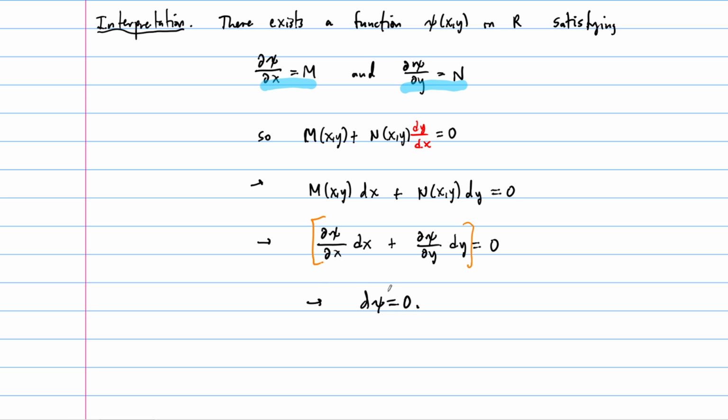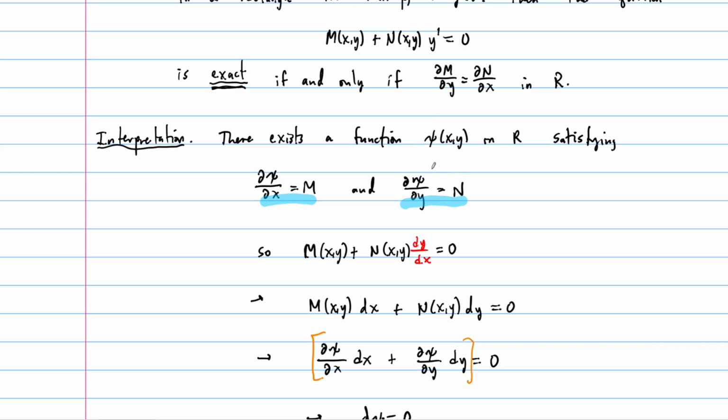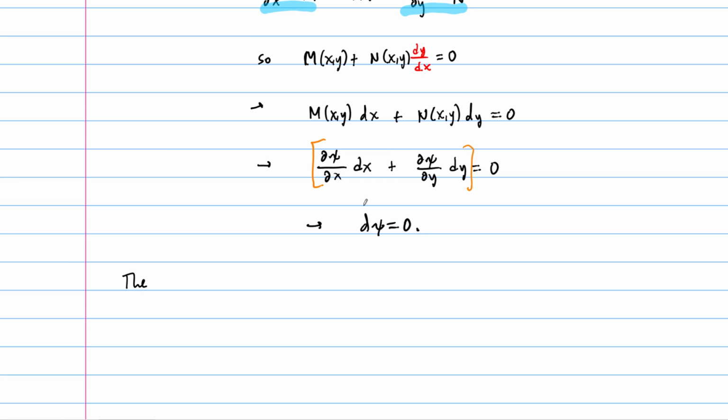And so once we've verified that we have an exact equation, we can try to find this function c of x,y. And all we have to do then is integrate both sides.